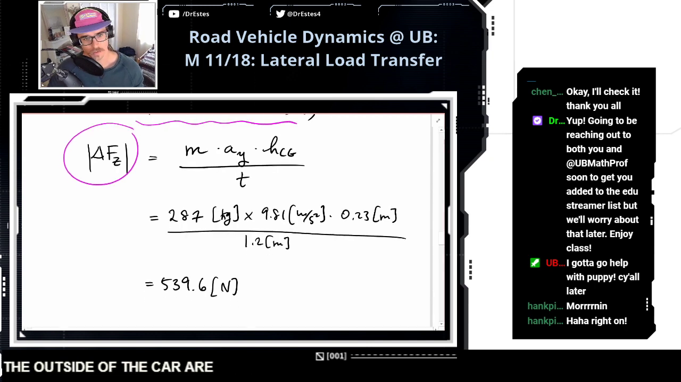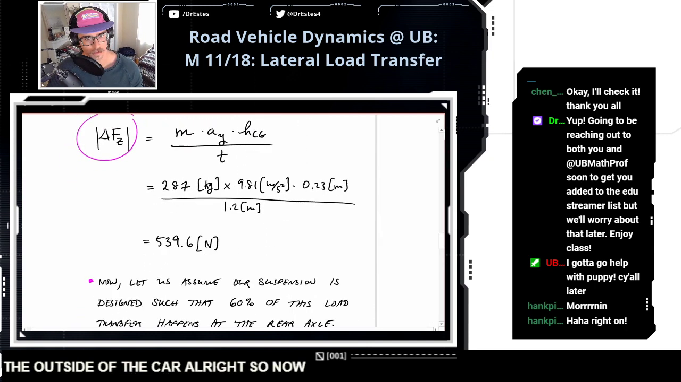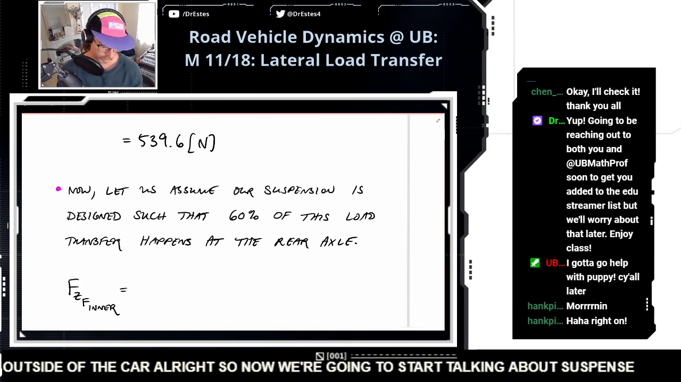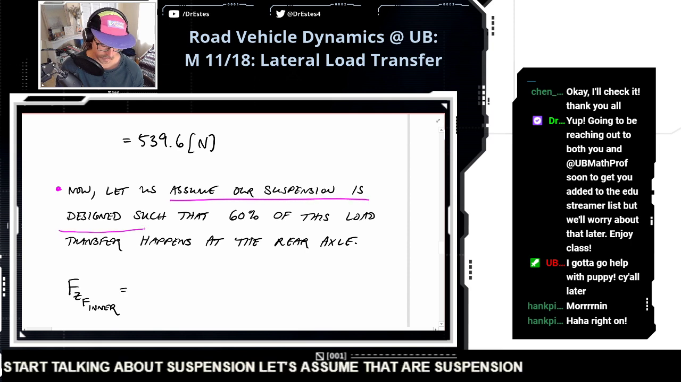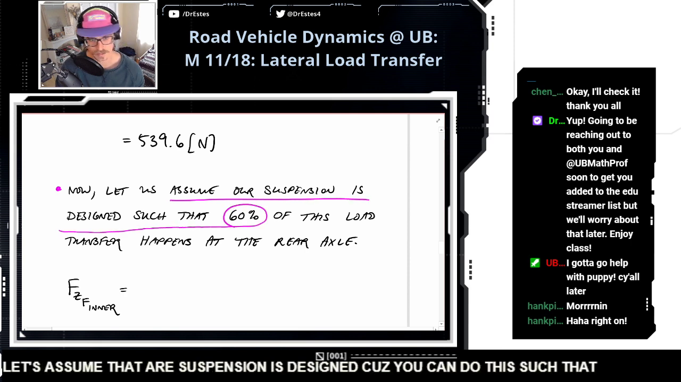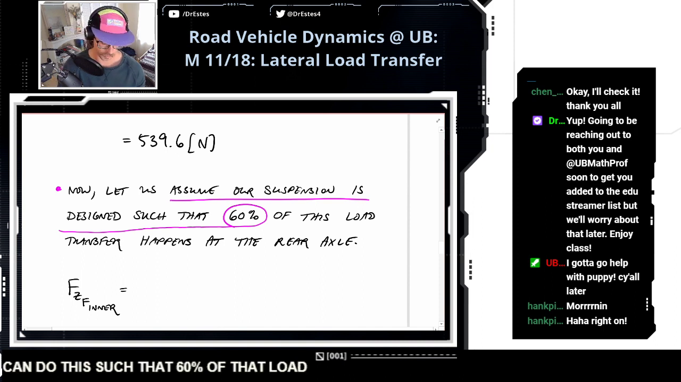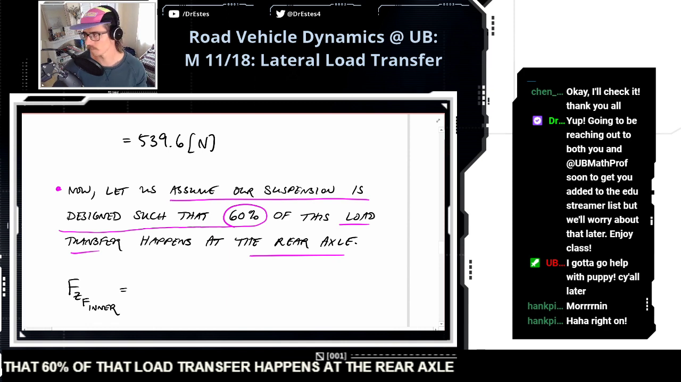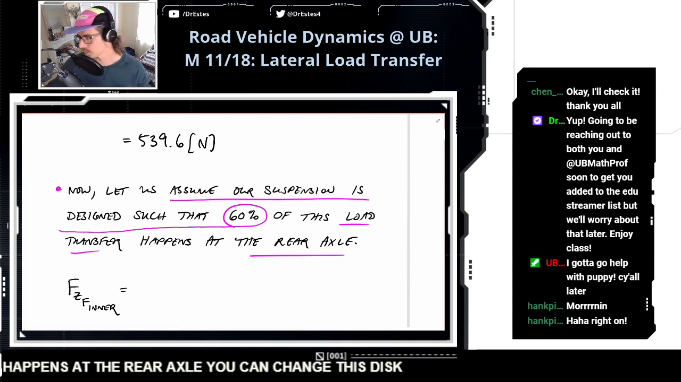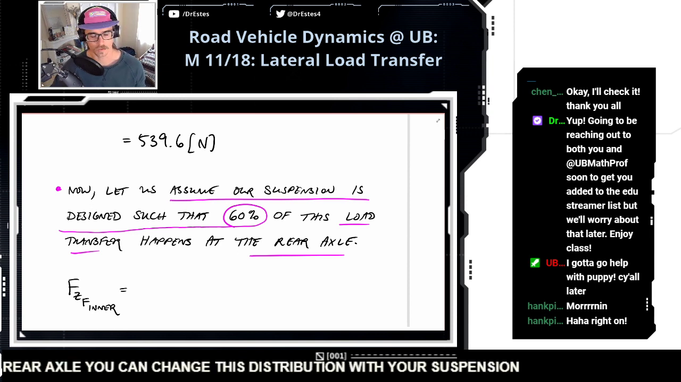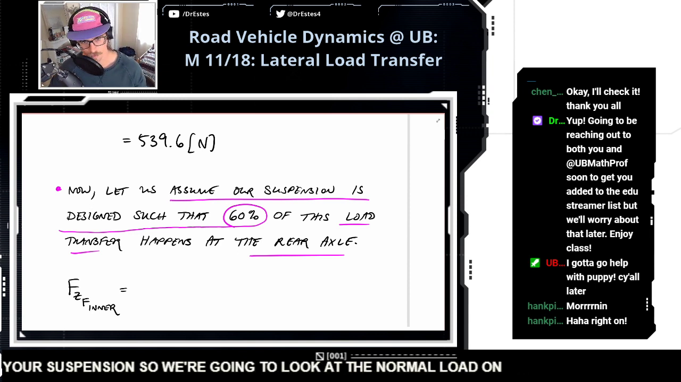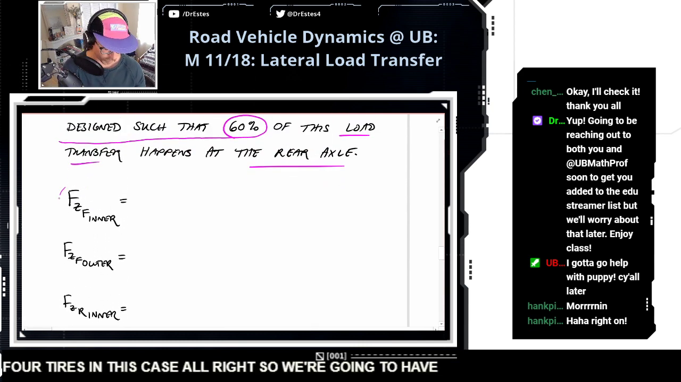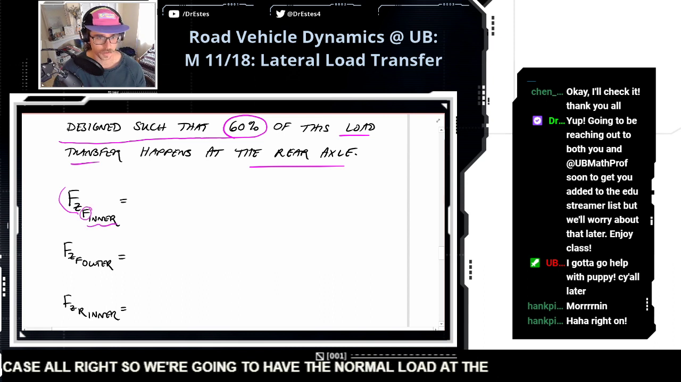All right, so now, because we're going to start talking about suspension, let's assume that our suspension is designed, because you can do this, such that 60% of that load transfer happens at the rear axle. You can change this distribution with your suspension. So we're going to look at the normal load on all four tires in this case. All right. So we're going to have the normal load at the front inner tire.